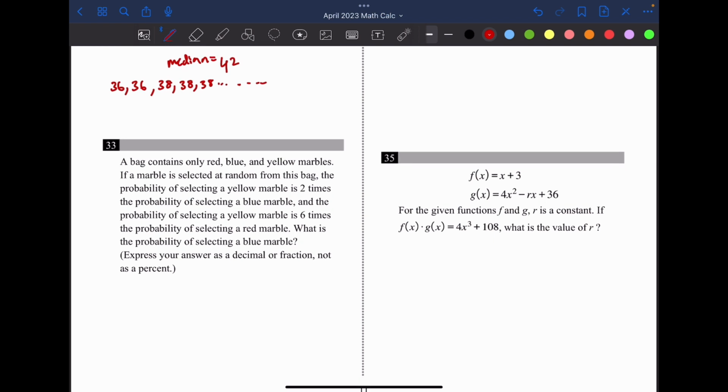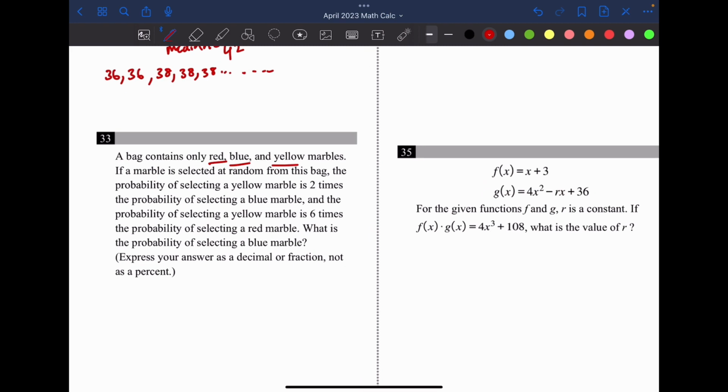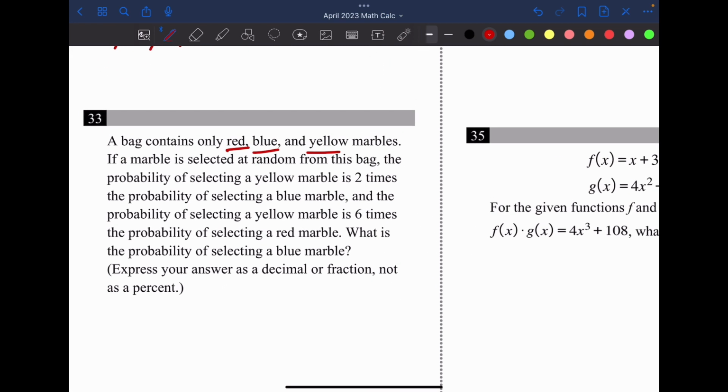Okay. Question number 33, a bag contains only red, blue, and yellow marbles. If a marble is selected at random from this bag, first of all, we don't know how many marbles there are of each color. All we know is that there are red, blue, and yellow marbles, and we selected a marble randomly from this bag, and that tells us that the probability of getting a yellow marble is 2 times the probability of getting a blue marble. So yellow is equal to 2 of blue.